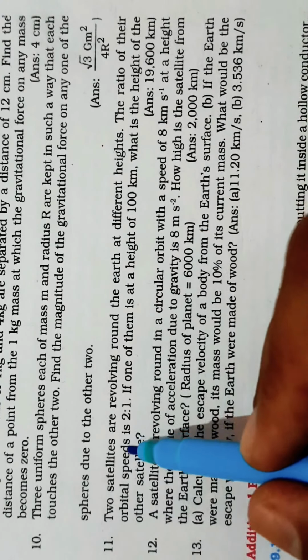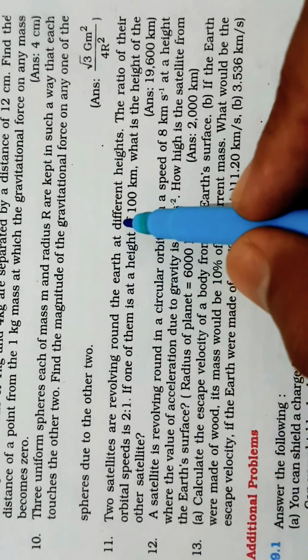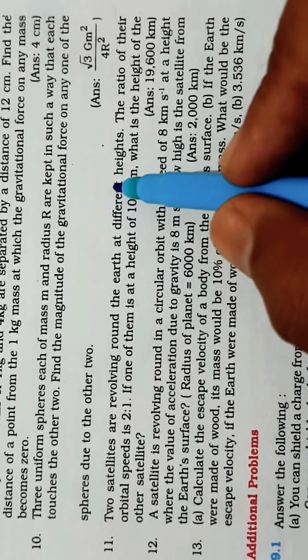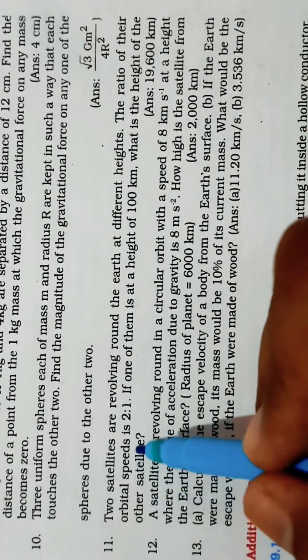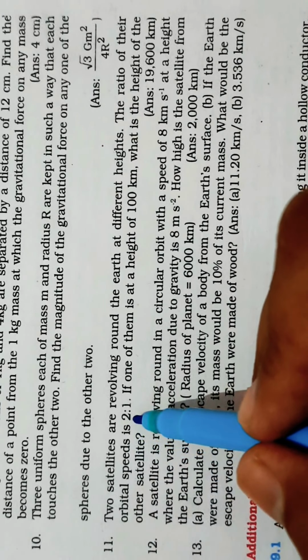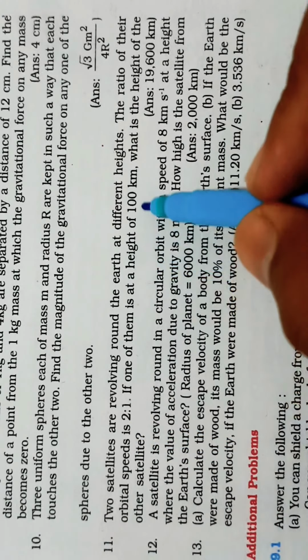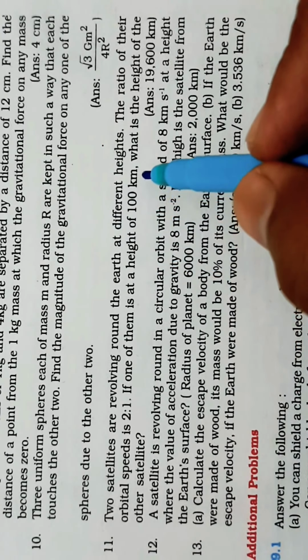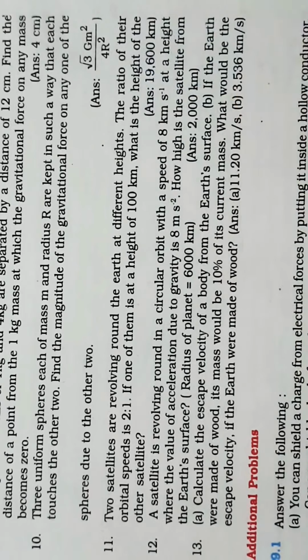So here two satellites are revolving around the Earth at different heights. The ratio of the orbital velocities of the two satellites is given, that is 2:1. Here the height of one of the satellites is 100 km. We have to find the height of the other satellite.